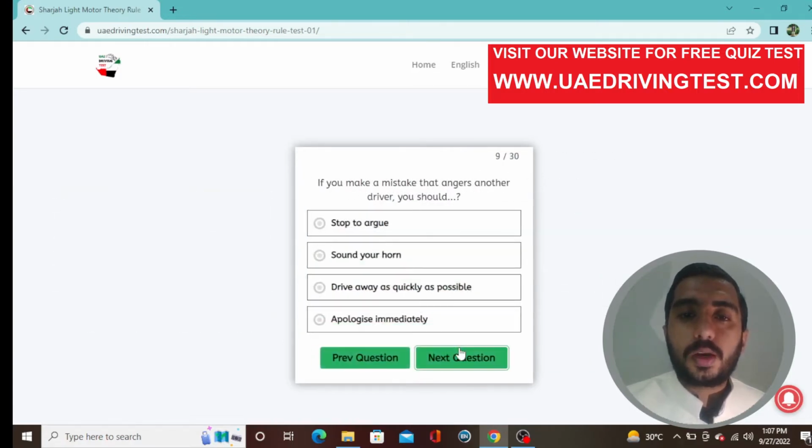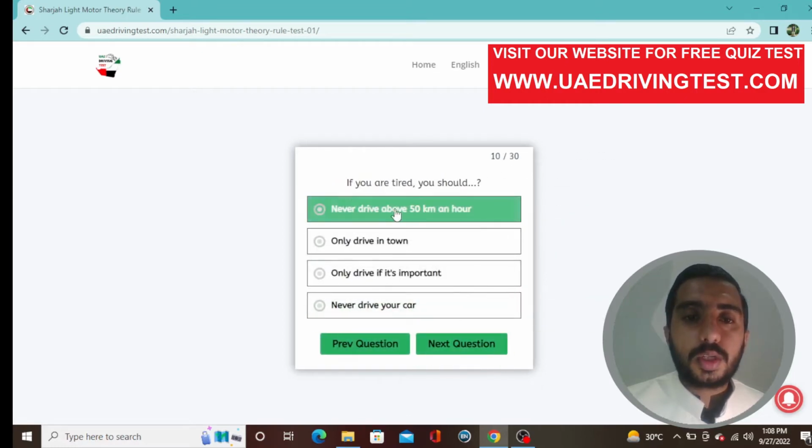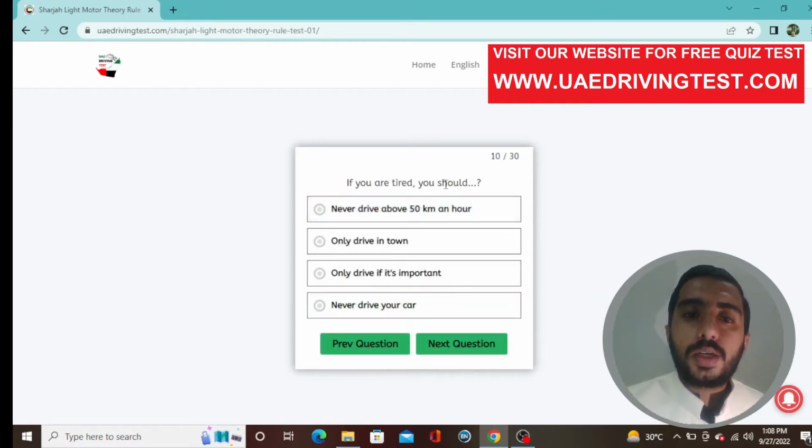Next question, question number 9 is, if you make a mistake that angers another driver, you should apologize immediately. Option D is the correct one. Next, question number 10. If you are tired, you should never drive your car. In a tired situation, you need not drive your car. Option D is the correct one.